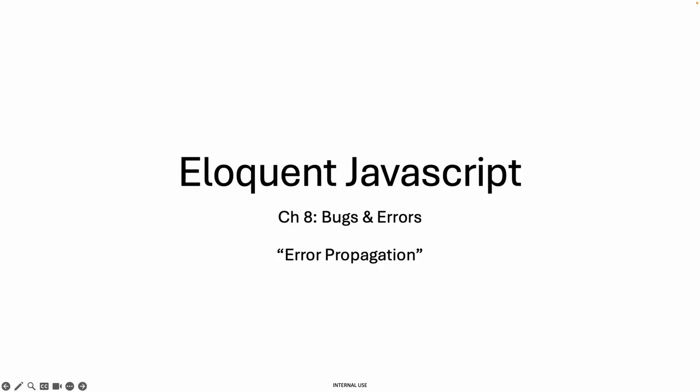My name is Chris, and today we are going back to a book, Eloquent JavaScript, talking about Chapter 8, Bugs and Errors. Today we're going to be talking about some error propagation.